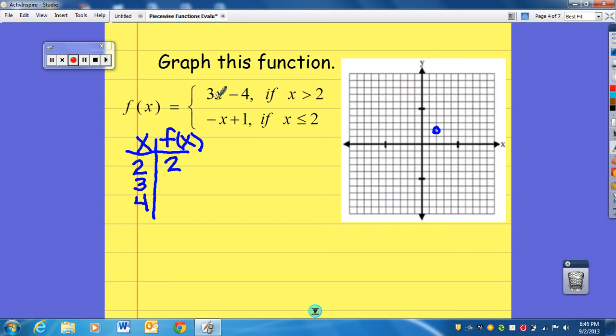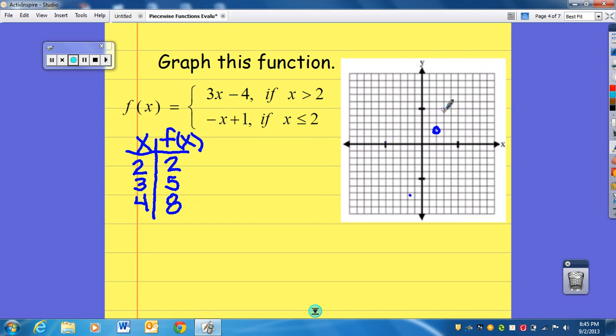3 times 3 is 9, and 9 minus 4 would be 5. I'm also going to use 4 as part of my domain. So 3 times 4 is 12, and 12 minus 4 would be 8. So now I'm going to plot those 2 points onto my coordinate plane.